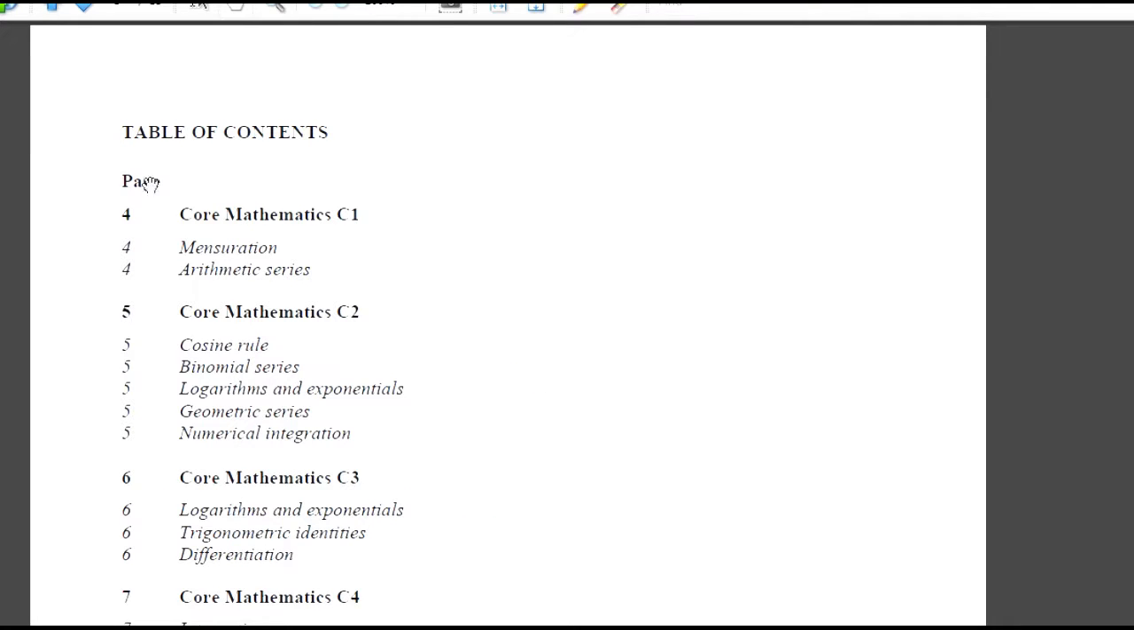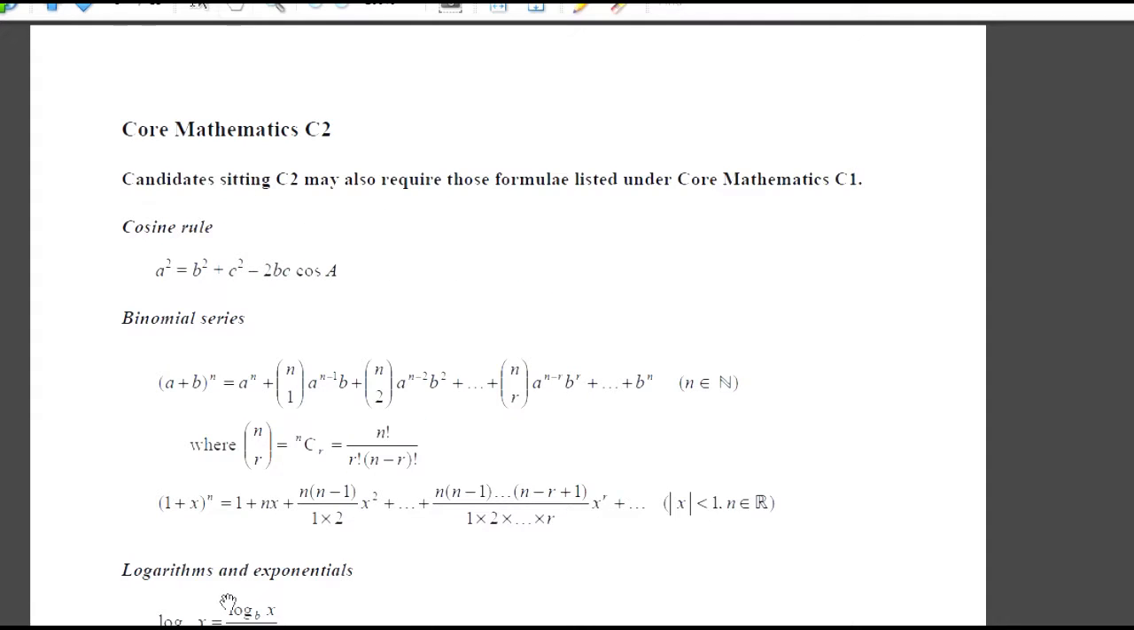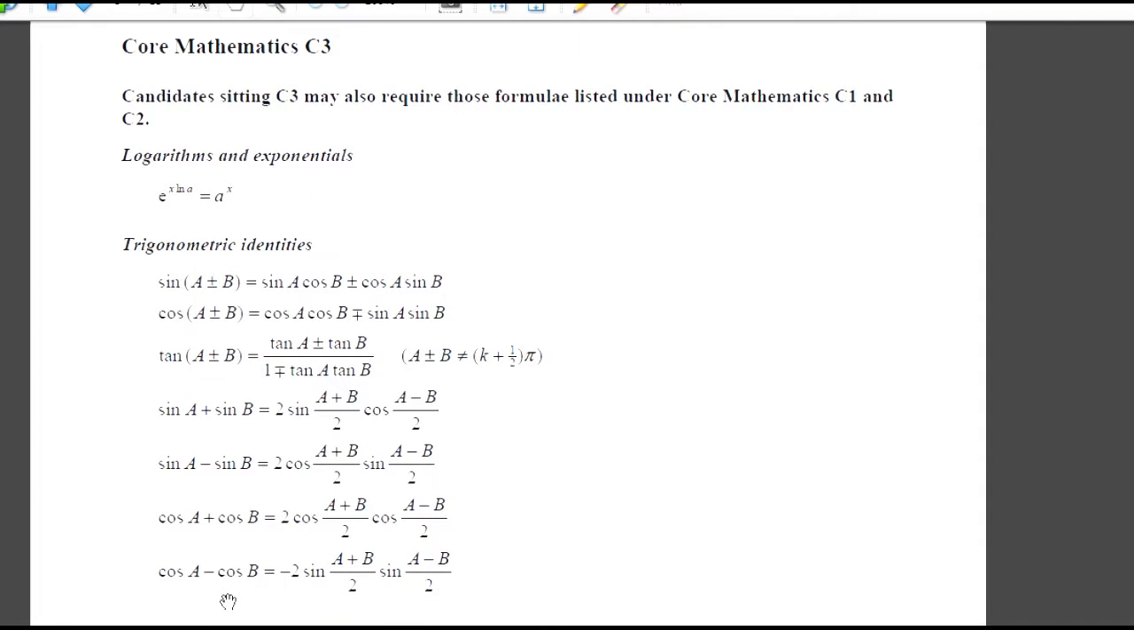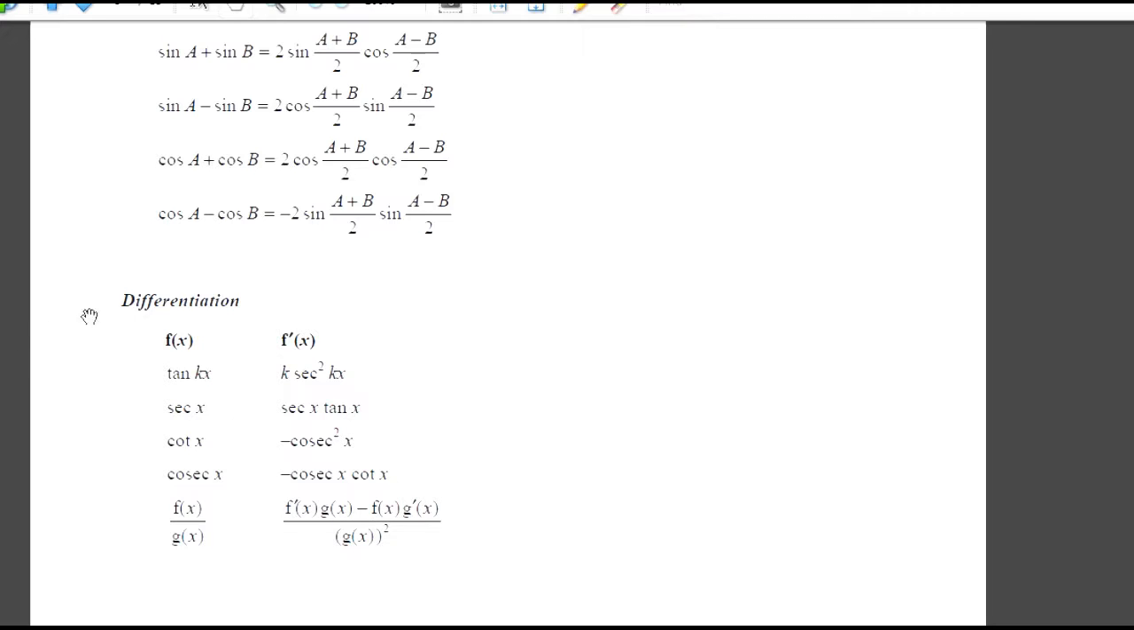This is the main page, table of contents. So C1, C2, C3, C4. In C3 we have logarithms and exponentials, trigonometric identities and differentiation, and for C4 we have only integration. Okay, this is C3. We have the sum of angles of sine, cos and tan, and some rules that are not that commonly used, and we have the derivatives. Now this is what we are interested in.